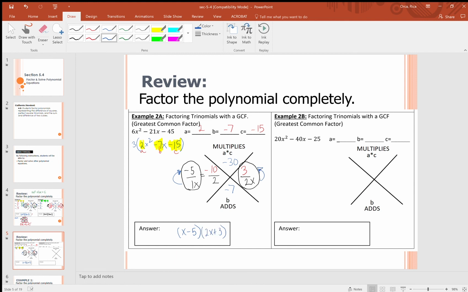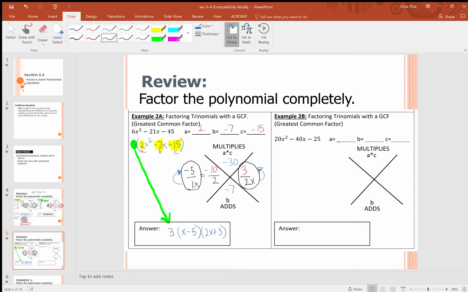But let's not forget our greatest common factor. Earlier, we pulled out a 3. Well, nobody gets left behind. We need to put that 3 back. So our final answer is 3 times x minus 5 times 2x plus 3. Let's do one more problem. We want to factor 20x squared minus 40x minus 25.